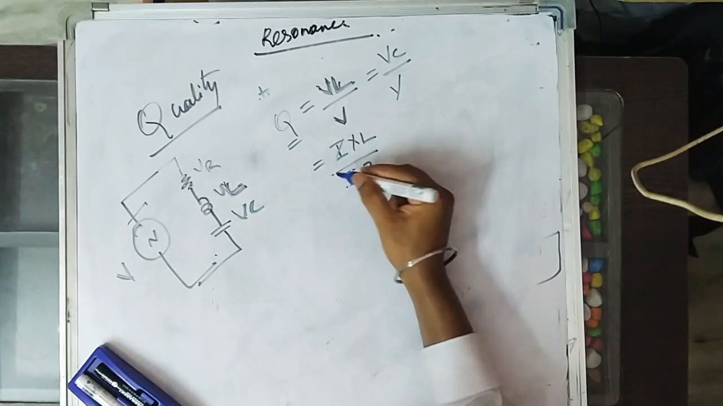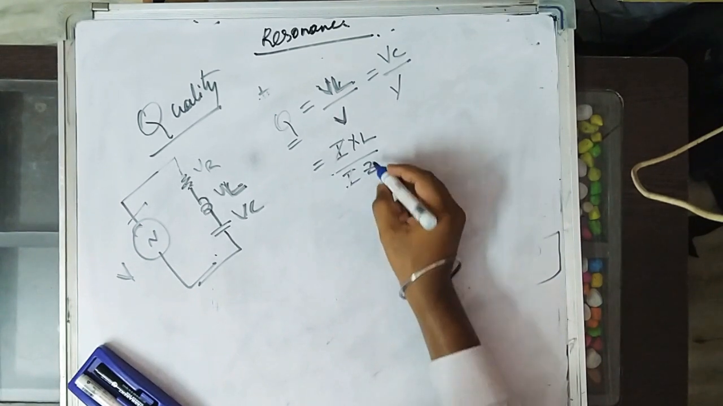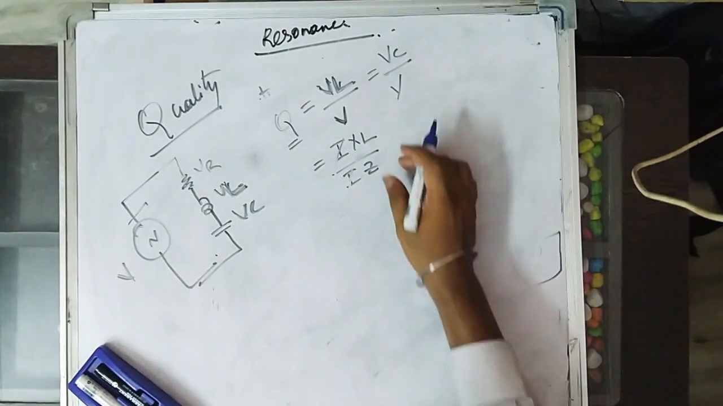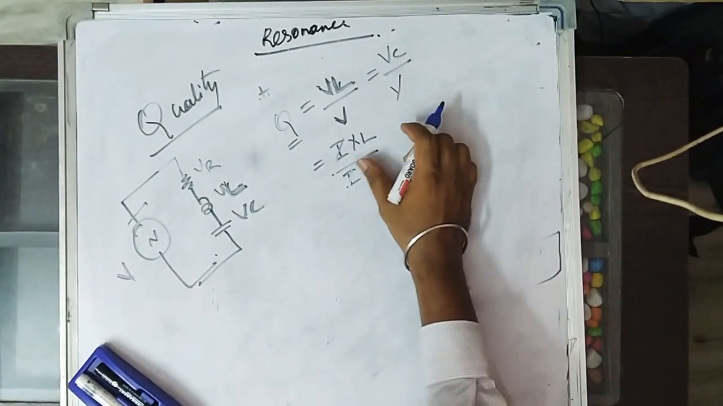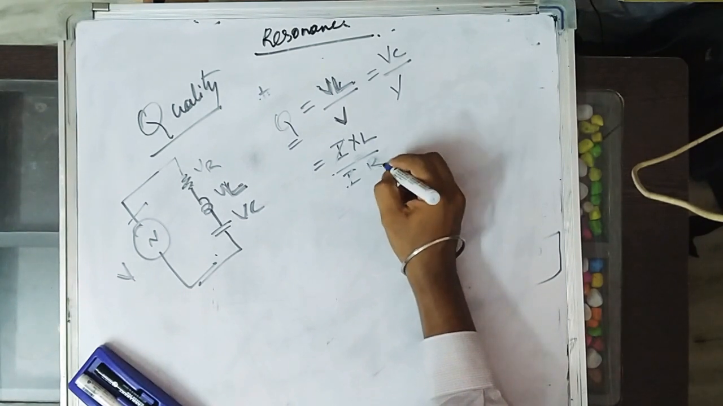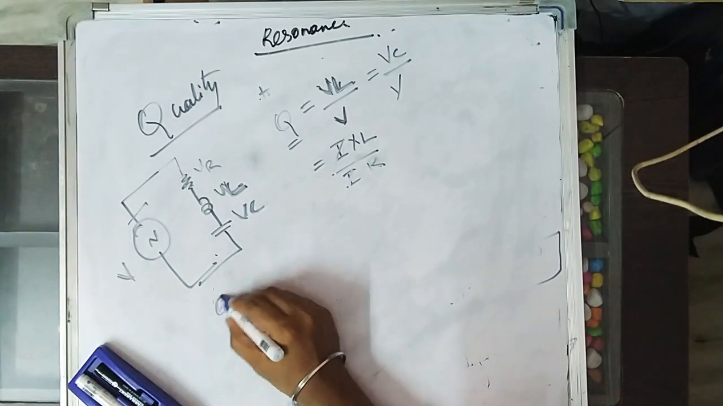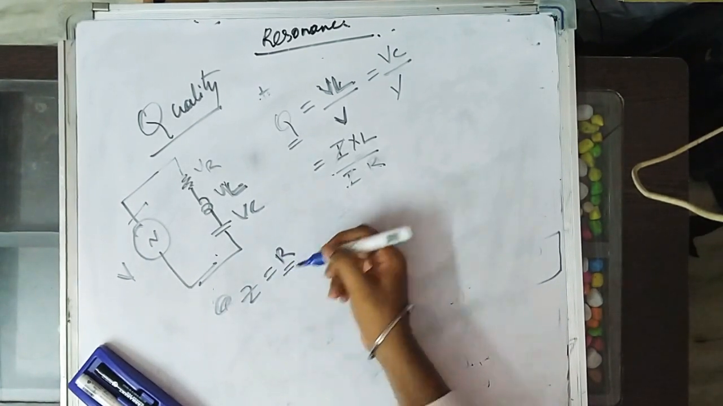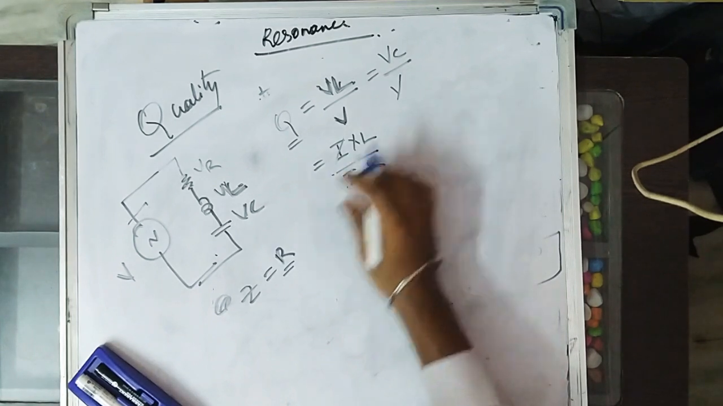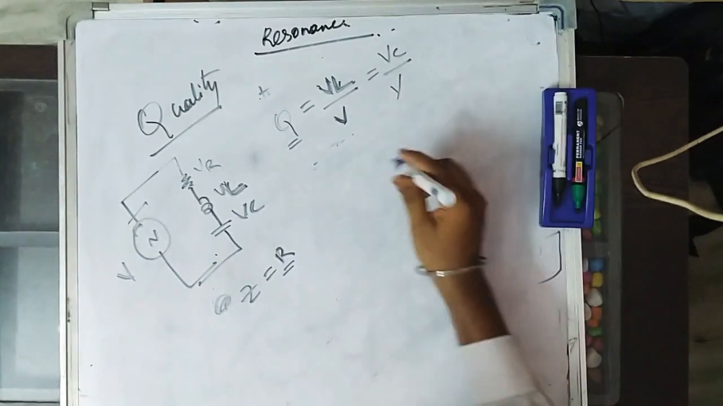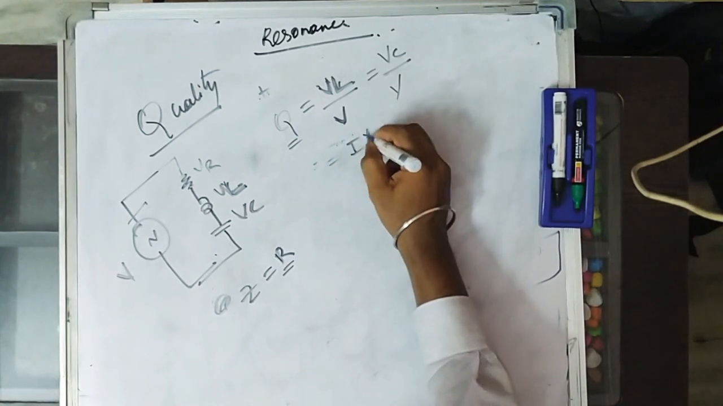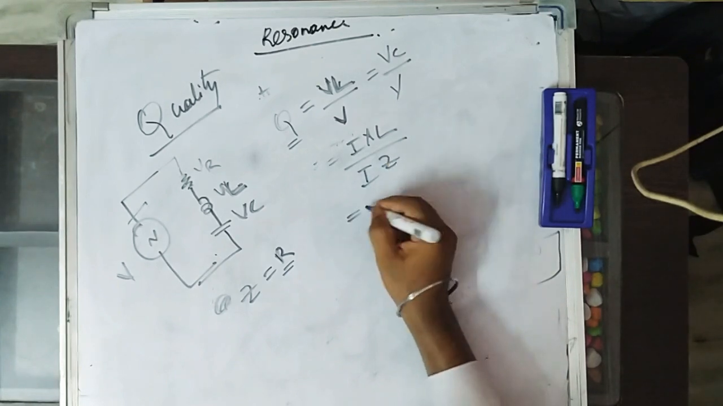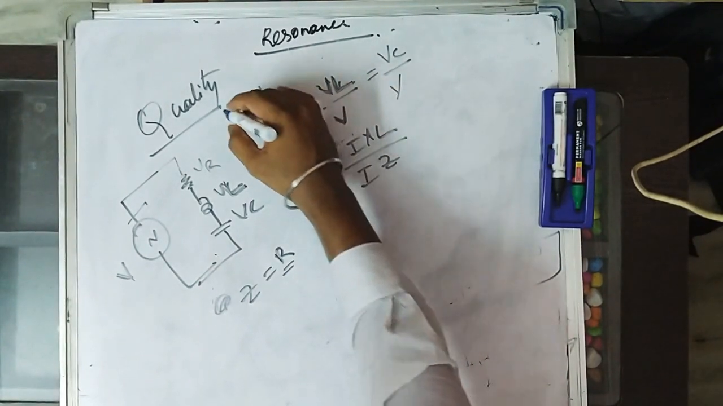So both of these will get cancelled. Similarly, XL becomes V into IR. Why? Because at resonance, impedance Z becomes equal to R. So we will place this: this is I into XL and this is I into Z. So at resonance we are finding the quality factor.